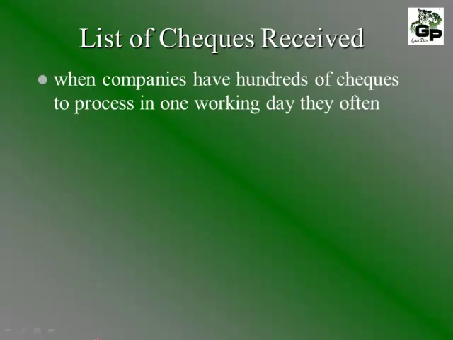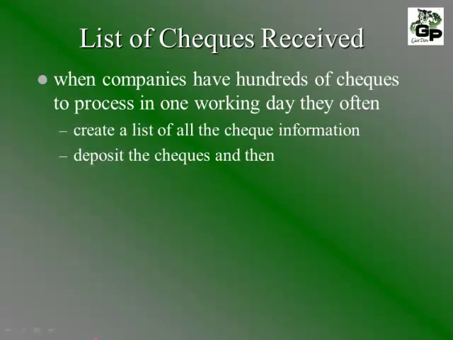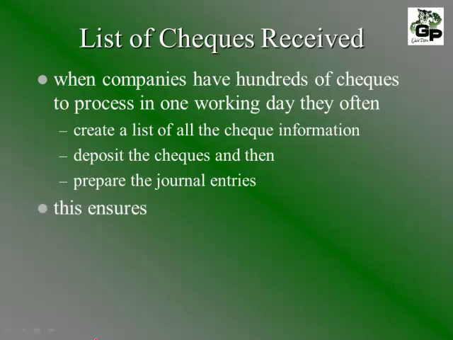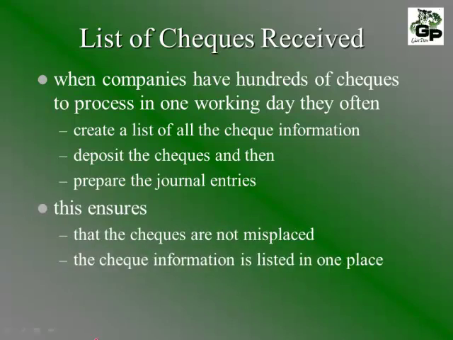There's another source document called a list of checks received. This is for companies that have many checks that come in on a particular day, and instead of dealing with each one individually, a list is created to help make the deposit easier. The company takes the checks to the bank where they are deposited, and then the journal entries are prepared. This ensures that the checks are not misplaced and the check information is listed all in one place. The checks are deposited promptly and not left around where they can easily be lost.